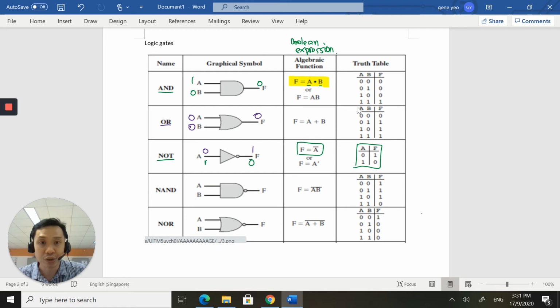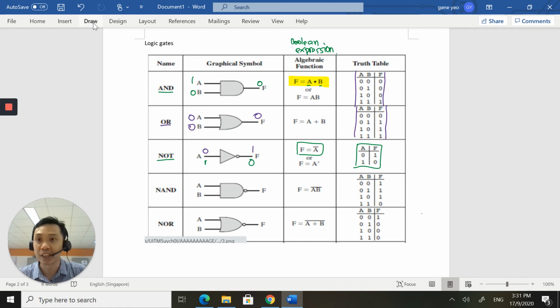So remember this truth table, okay? You have to remember the truth table for your NOT, OR, and AND. So if you look here, back to the OR, 0, 0, none of them is a high, so the output will be a low. Low, high. Now remember it's an OR, so if either A or B is a high, the output will be a high.